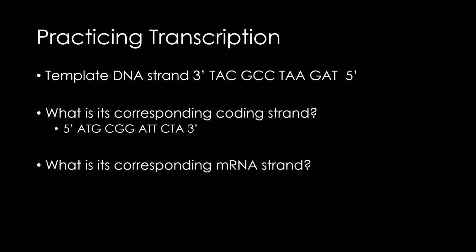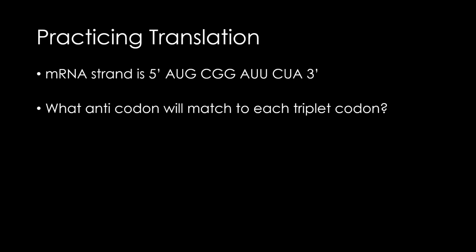Based off the coding strand, what would the mRNA sequence be? Its mRNA strand would be 5' AUG, CGG, AUU, CUA 3'. Remember, the mRNA strand will be a copy of the coding strand DNA with all the T's replaced with U. Now, let's practice translation on that mRNA strand. As a reminder, our mRNA strand is 5' AUG, CGG, AUU, CUA 3'.